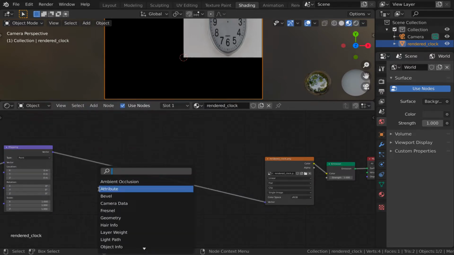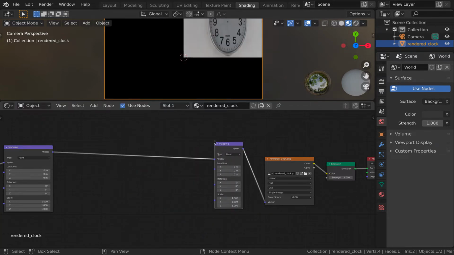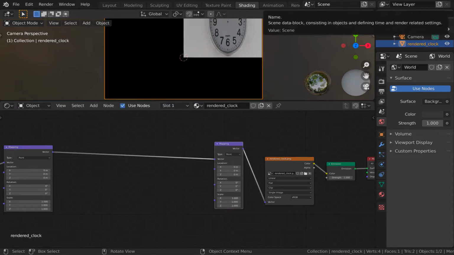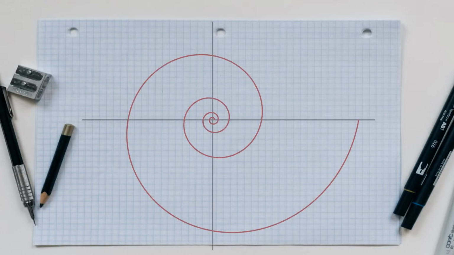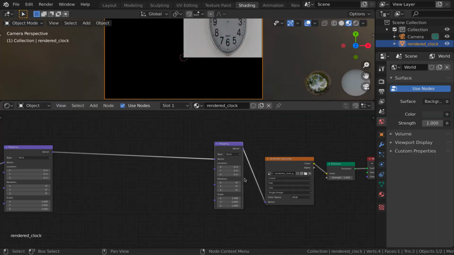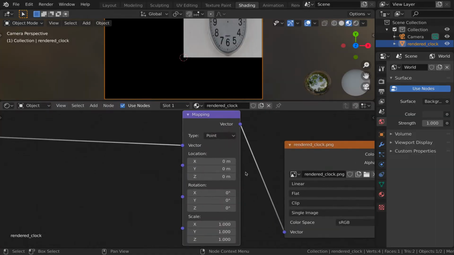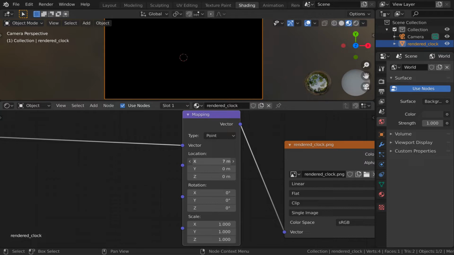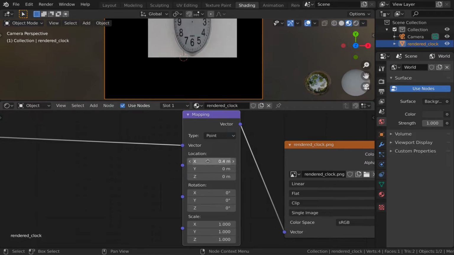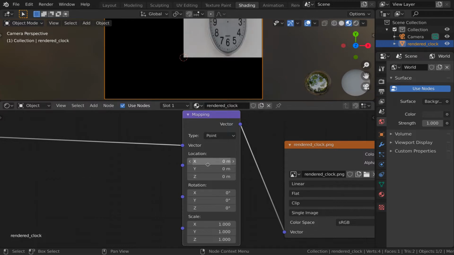You can think of the first mapping node as a way of producing the coordinate system in which we're going to embed the spiral clock, like a big virtual sheet of graph paper with its center at the world origin. You can think of the second mapping node as serving two purposes. It's going to ensure that our clock image stays round and doesn't appear stretched, and it's going to shift our clock so that it's perfectly centered.